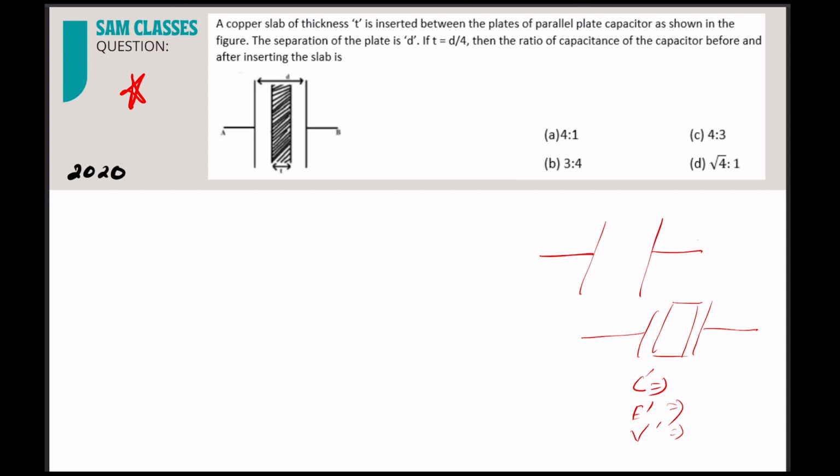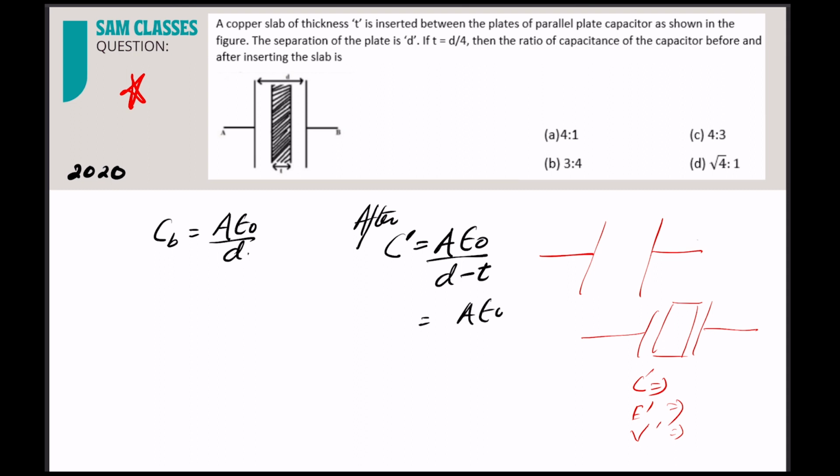When you have not inserted the slab, what is the capacitance? C before, let's write it: A epsilon naught by D. What about after? The moment I insert it, what will happen? Everybody remembers the formula: A epsilon naught by D minus T. Correct? And what is the thickness? T is equal to D by 4. So A epsilon naught by D minus D by 4. Now I think everybody knows the calculation. Correct? So what I got? 4A epsilon naught by 3D.